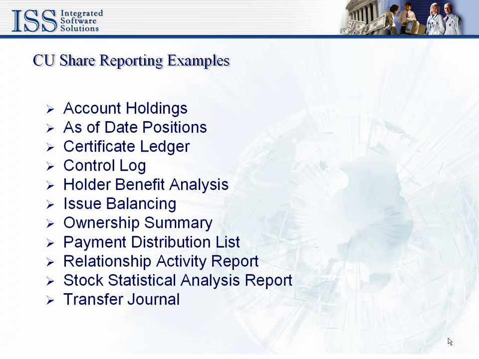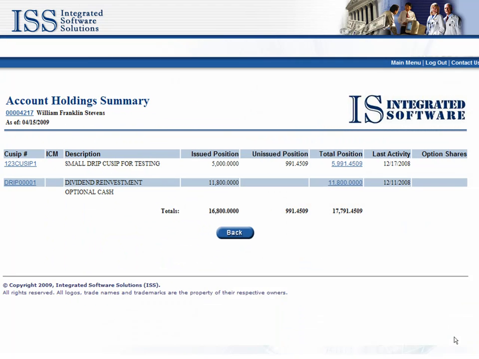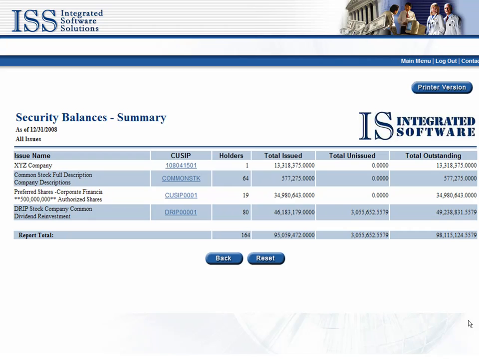CUweb has approximately 50 and more reports. What I'm going to show you now is just a brief example of some of the reporting capabilities of the system. The account holding summary is something you can run that will show you by company what a particular contact or shareholder owns. You have embedded links throughout the system. For example, in this report, you can go directly to the CUShare and click on the link or the actual position itself. You have the ability to look at company summary, security balances summary.